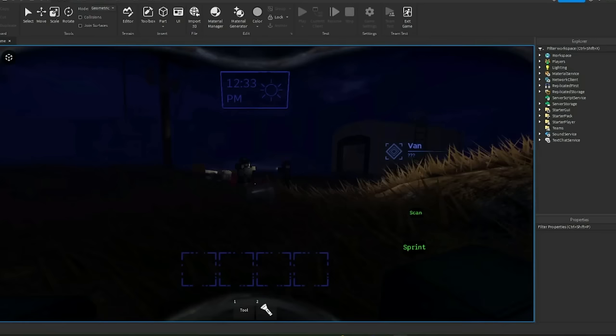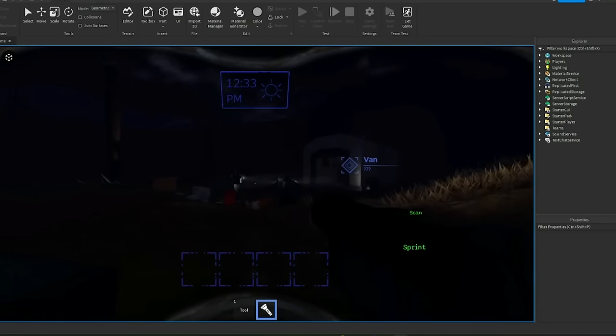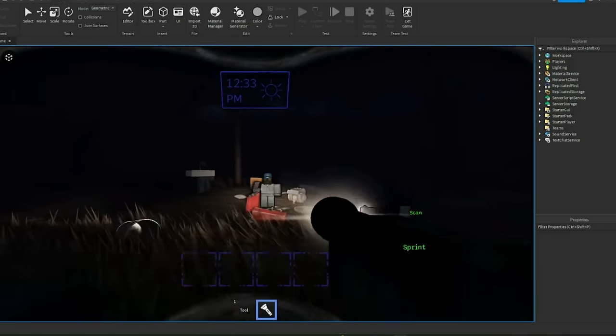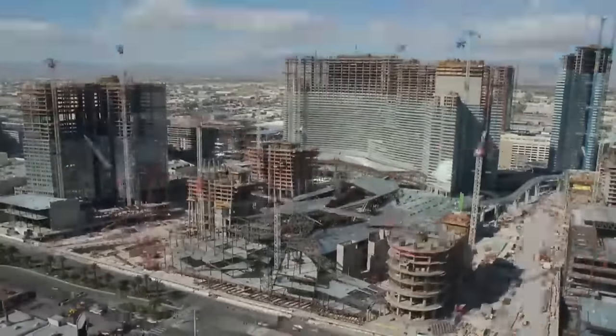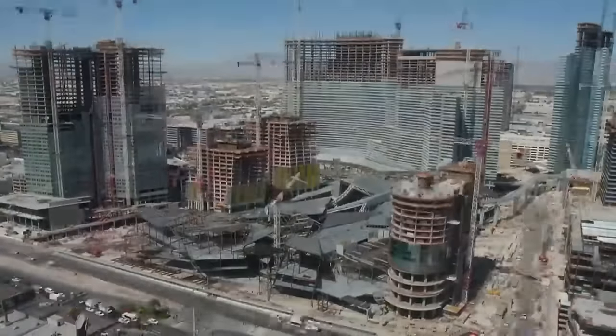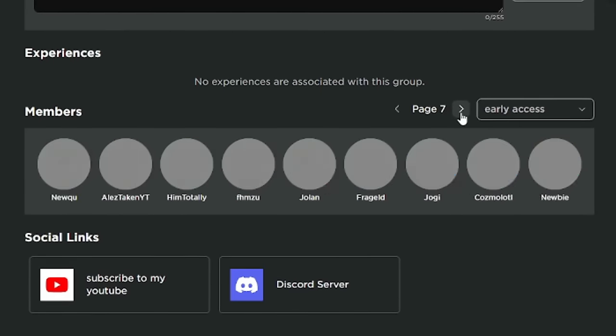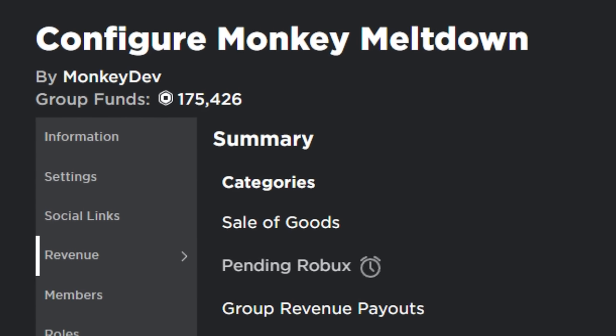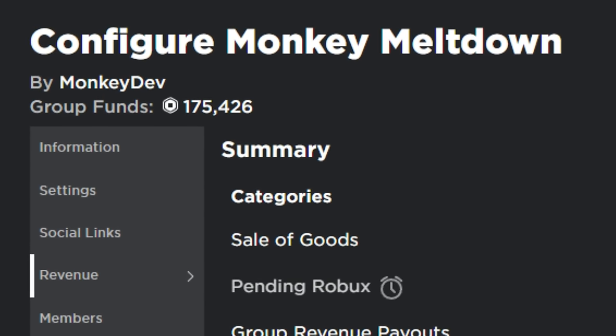Around this point in time, we also got scanning working for the game, and we had the toolbar somewhat working, as well as the flashlight. Could it be? The game was finally coming to fruition, just as I always envisioned it. We started giving out early access roles, we got a brand new truck model that looks beautiful, and on top of that, we had raised over 150,000 Robux in donations.